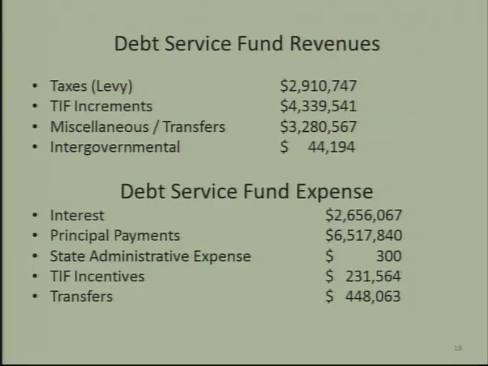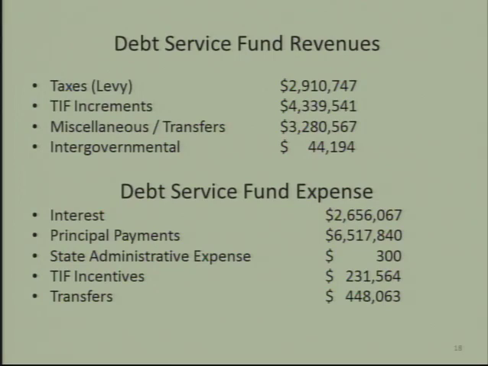From an expense side, interest and principal payments total about $9 million. Interest is 2.6, principal is about 6.5. There's small state administrative expenses that we have, not worth mentioning. There's TIF incentives that we've paid. As you know, in our TIFs, we've gone to a pay-as-you-go rather than borrowing money up front to incent developers to put up buildings. We've got two that we put in place in the last couple of years.